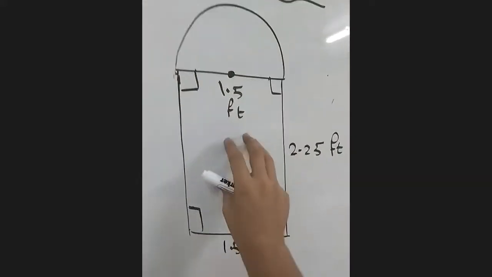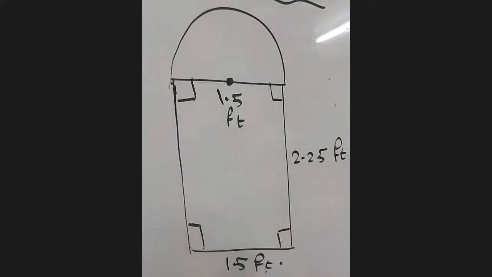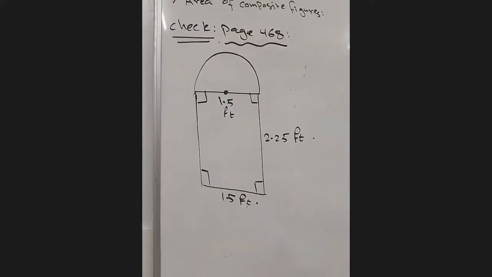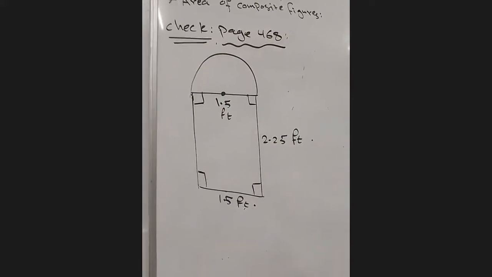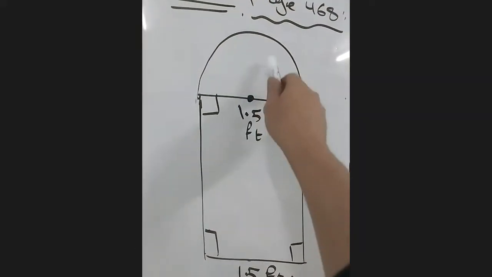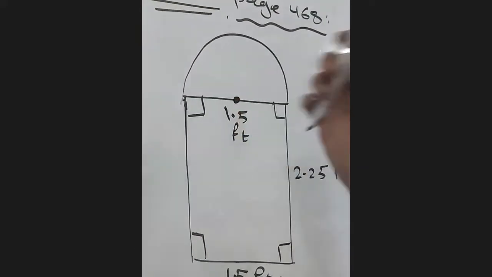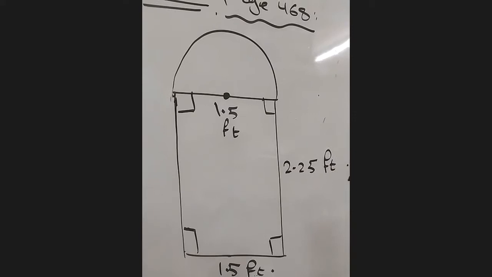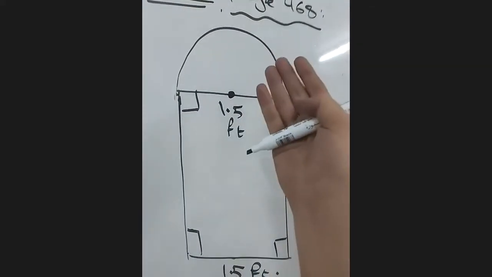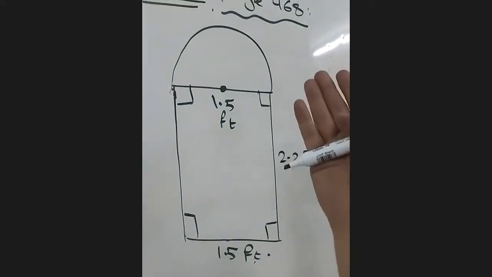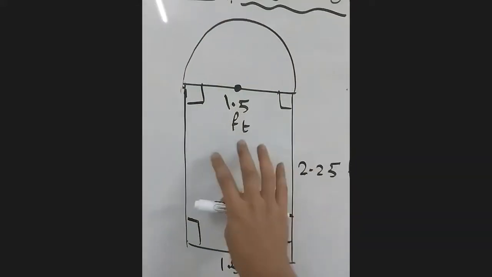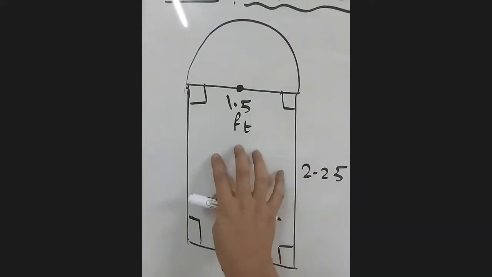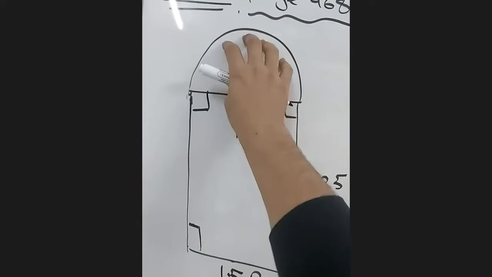But what do we have here? We have a rectangle and what here? Half a circle. What do we call it in the circles lesson? We call it a semicircle, remember? Exactly. So the first part of the figure is a rectangle, and the second part is a semicircle.